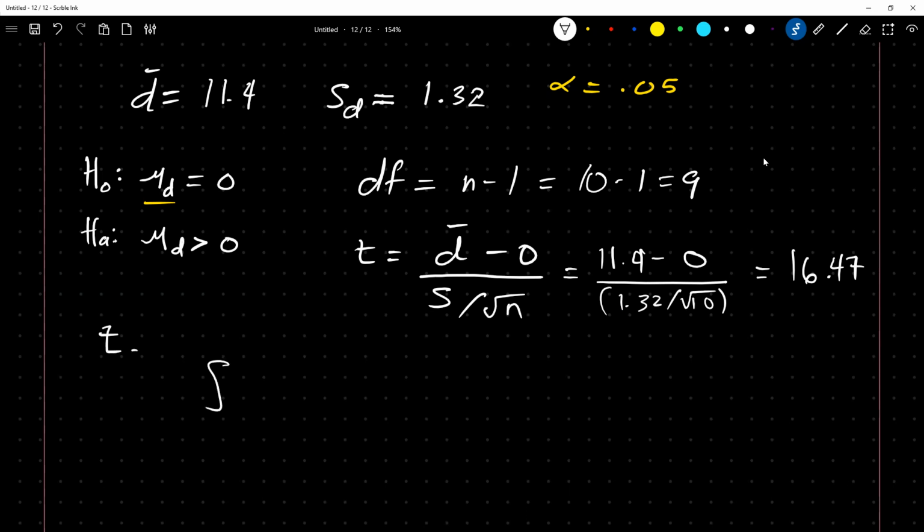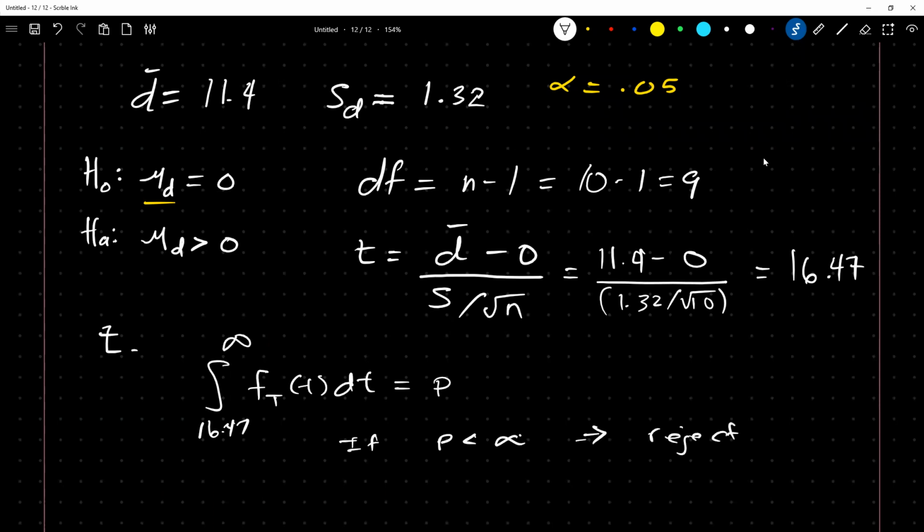So what I want to do is integrate from 16.47 to infinity. And this is the first method, the p-value method. I want to see what my p-value is. If my p-value, p, is less than alpha, then reject H naught. And if p is not less than alpha, then we fail to reject. We do not accept anything, we just fail to reject.